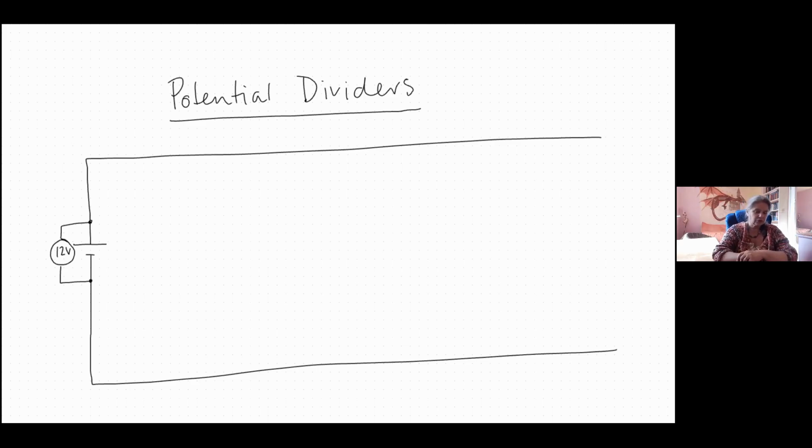Potential difference is exactly what it says. It's the difference in potential, whereas potential is an absolute value. Now, before I go on to talk about potential dividers, I want to talk to you about wires.